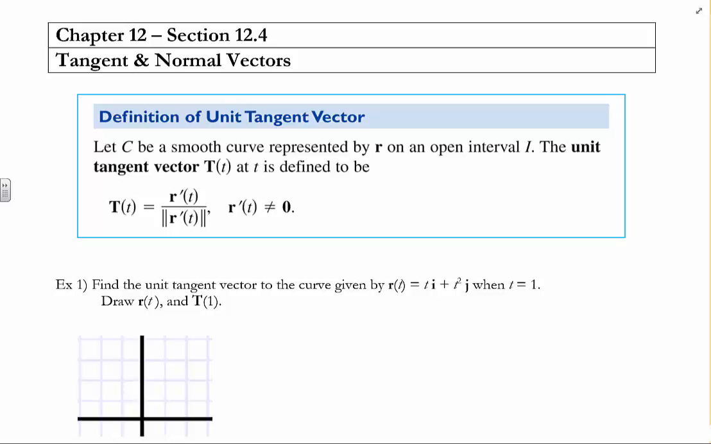All right, so this is the 12.4 section on tangent and normal vectors. And again, we're kind of talking about some similar things that we've done before with derivatives of vector-valued functions and finding tangent lines to those things. And this is just a little bit more specific.